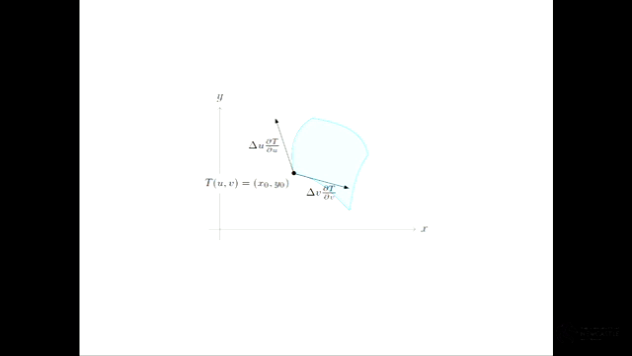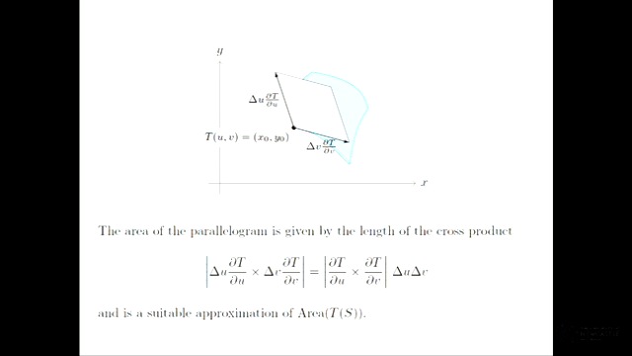What is the area of this parallelogram? The cross product. Do we all remember that? You take two vectors and you find their perpendicular cross product. That cross product is actually giving you the area of the parallelogram. The area of the parallelogram is given by the length of the cross product. So I'm going to take the length of the cross product. Since delta u and delta v are constants, we can remove them from this cross product.